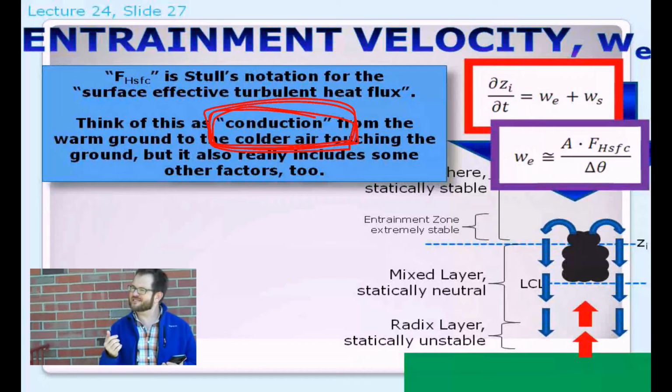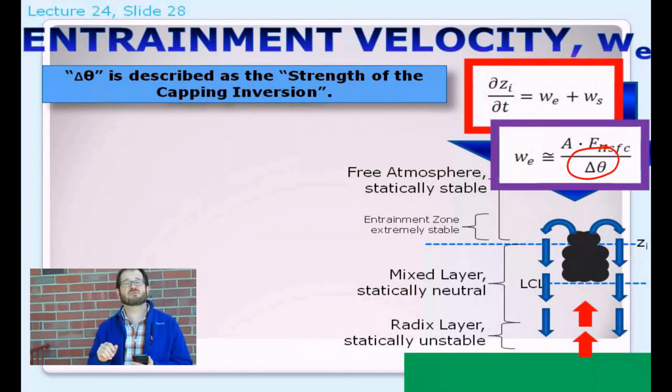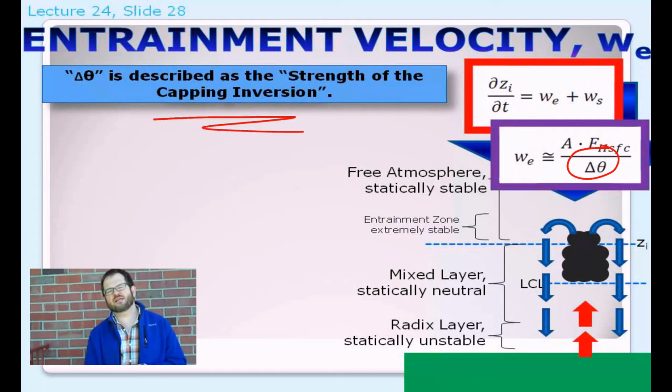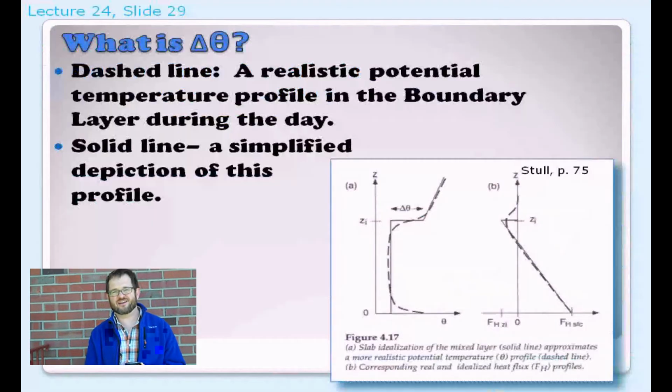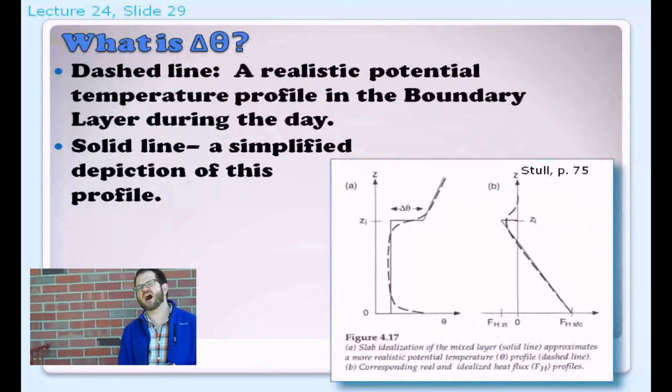The mysterious term in some ways here is this delta theta. What's going on with delta theta? This delta theta term in the definition of the entrainment velocity is known as the strength of the capping inversion. And what I did here on slide 29 is I've actually stolen a figure out of the Stull textbook. I think it comes from page 75. And for the purposes of this figure, let's only worry about the left panel.